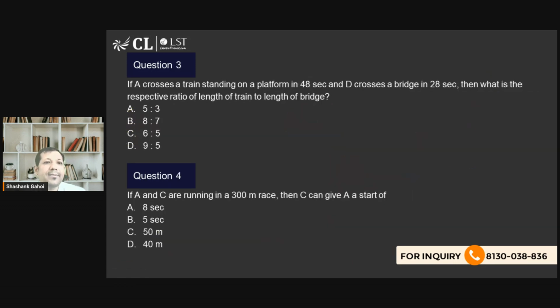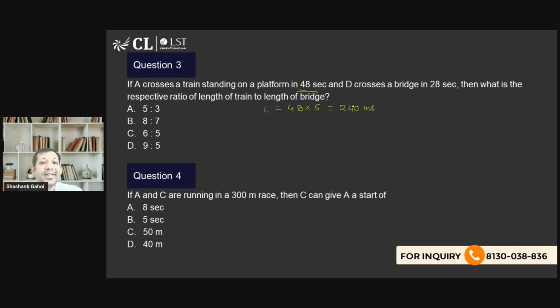What does it say? A crosses a train standing on a platform in 48 seconds. The train is there on the platform. A is crossing the whole train in 48 seconds. So speed of A is 5 and A is covering the whole distance in 48 seconds. So what is the length of the train? That is going to be 48 into 5, or I am going to say 240 meters.